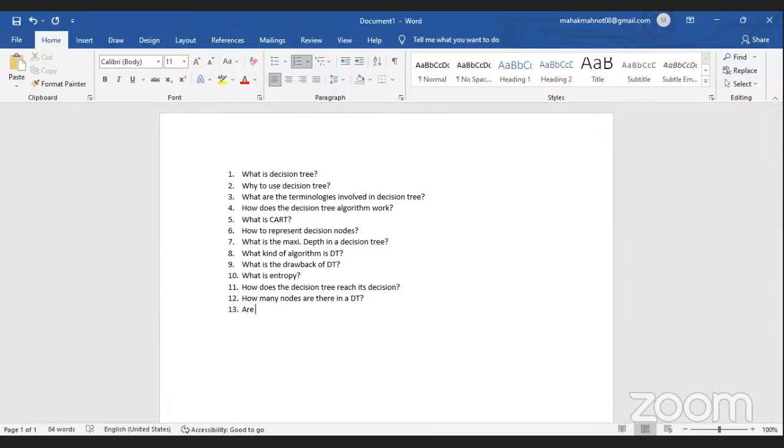Next question is, are child node and branch node same in the decision tree?